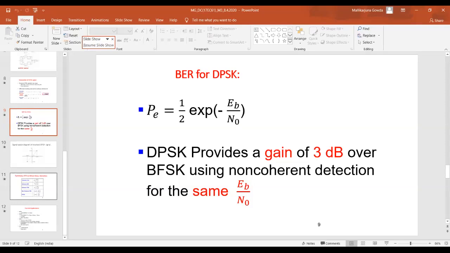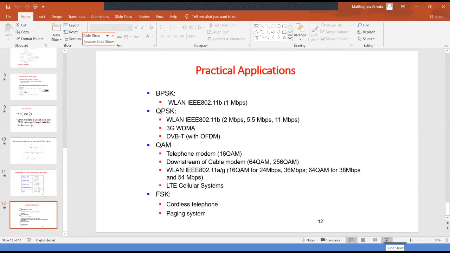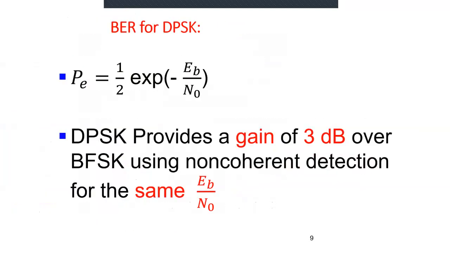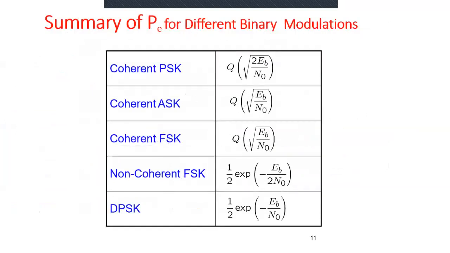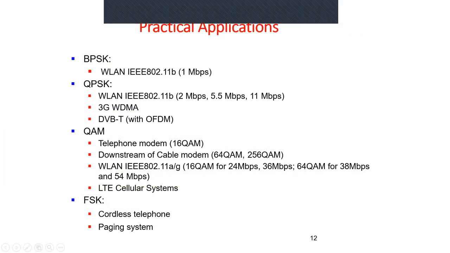So let me say some few applications where we use these modulation techniques. BPSK is used in wireless LAN, that is IEEE 802.11b. It can provide a data rate of 1 Mbps.